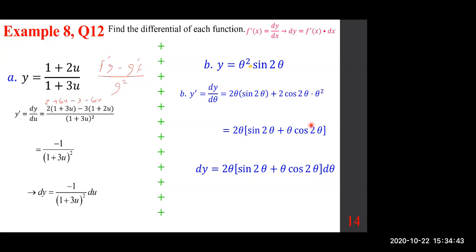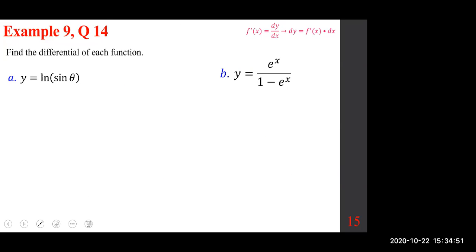I think we're ready to move on, class. We're going to look at more differentials. Again, f prime of x dx. In this case, your independent variable is theta, so you want y prime, which becomes dy d theta. Natural log, flip over the argument: 1 over sine theta times the derivative of sine, which is cosine, and that becomes cosine over sine, or cotangent theta.